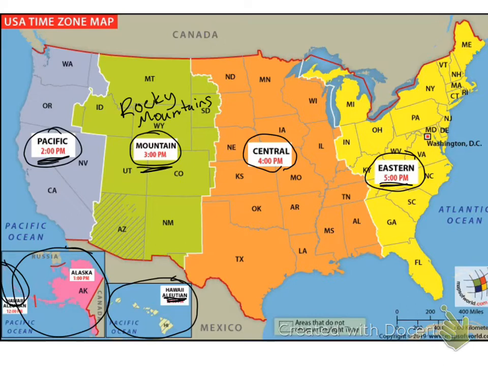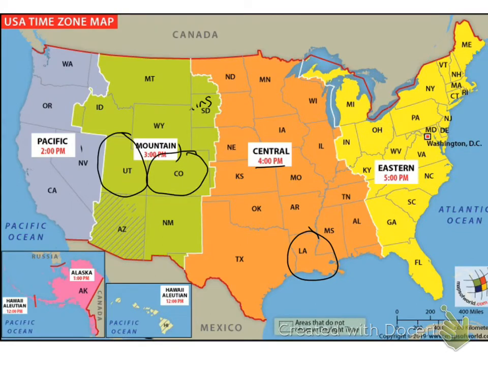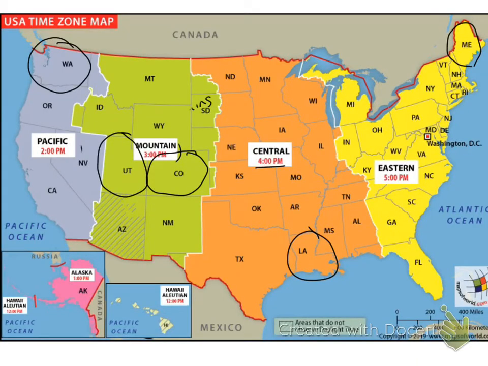So where I live, and where I'm making this video, I live in Utah, which is right here. So Utah is part of the Mountain time zone. Okay. So Louisiana, if I wanted to find Louisiana, that's right here. So Louisiana is in the Central time zone. What about Colorado? Colorado's in the Mountain time zone. Washington is in the Pacific time zone. Maine is in the Eastern time zone. Alaska is in the Alaskan time zone.